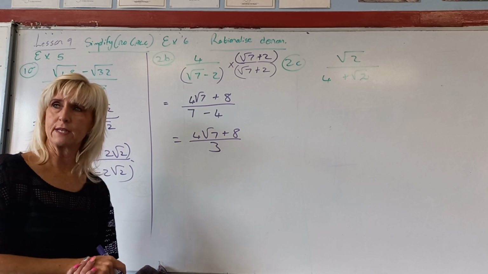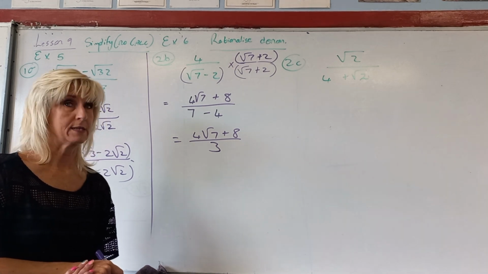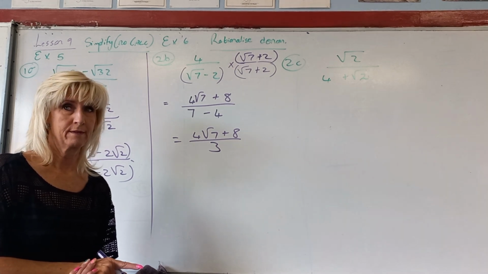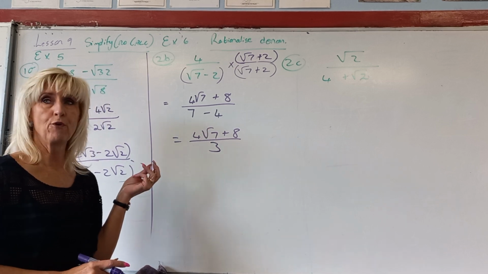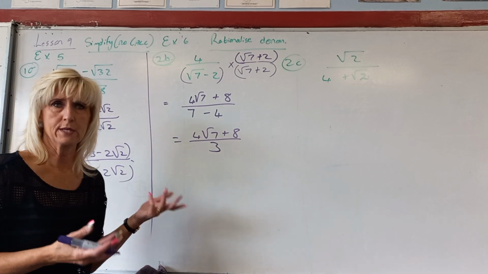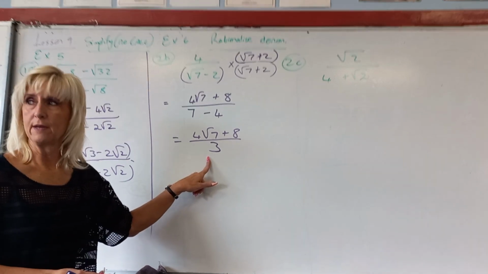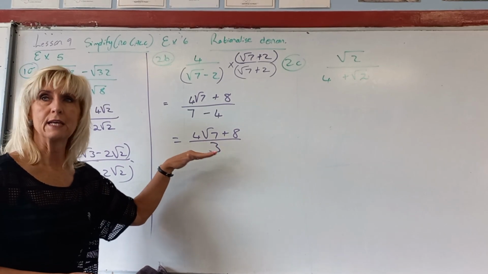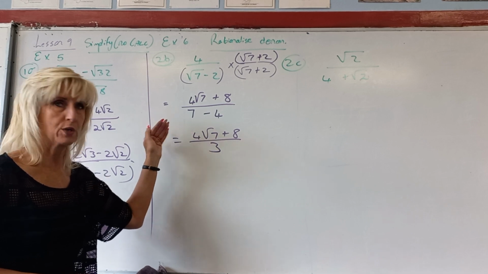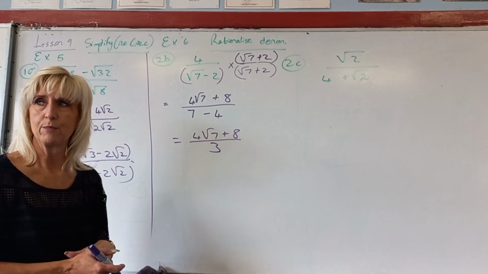If you want to factorize at the top, can you? Does it serve a purpose? If you take out a common 4 or a common 2 at the top, what is the purpose? Because nothing's going to cancel out with a 3 at the bottom. So leave it as it is. It's possible to factorize, we don't do it because it doesn't serve a purpose.